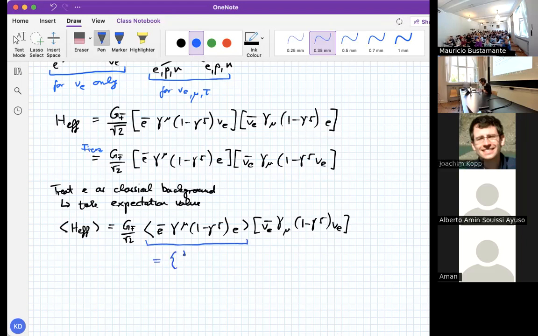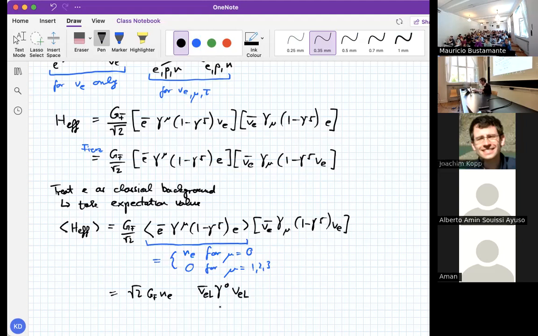That expectation value is just the electron number density for mu equals 0, and it is 0 for mu equal 1, 2, 3. So in other words, what we have here is square root 2 times G Fermi times N_e times nu_e bar left gamma 0 nu_e left.